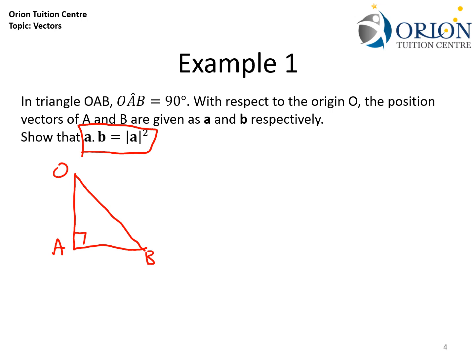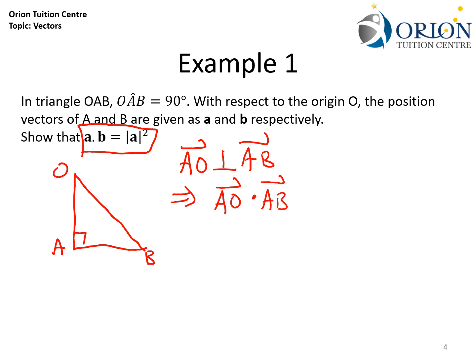Now recall that if you have vectors that are mutually perpendicular, their dot product is always equal to 0. And therefore, I can say that AO must be perpendicular to AB, which means that vector AO, if I perform a dot product with vector AB, must be equal to 0. Now, let me write AO and AB in terms of small a and small b, and this gives me negative A dot product with B minus A, which must be equal to 0.